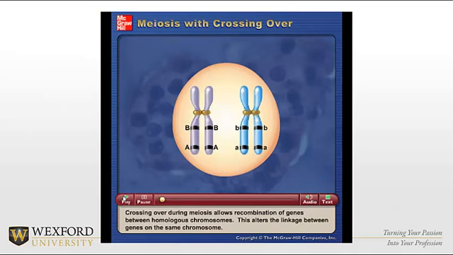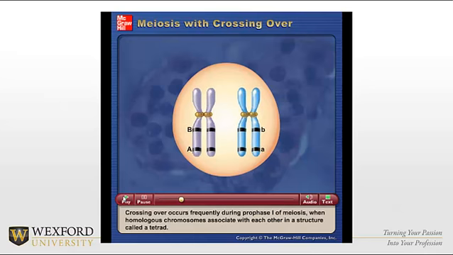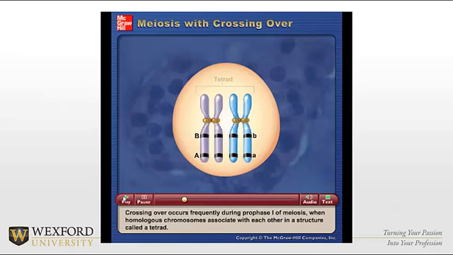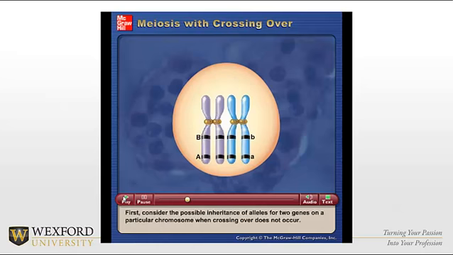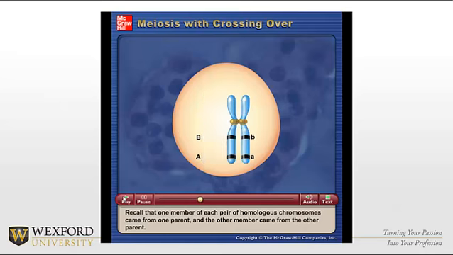Crossing over during meiosis allows recombination of genes between homologous chromosomes. This alters the linkage between genes on the same chromosome. Crossing over occurs frequently during prophase 1 of meiosis, when homologous chromosomes associate with each other in a structure called a tetrad. First, consider the possible inheritance of alleles for 2 genes on a particular chromosome when crossing over does not occur. Recall that one member of each pair of homologous chromosomes came from one parent. The other member came from the other parent.